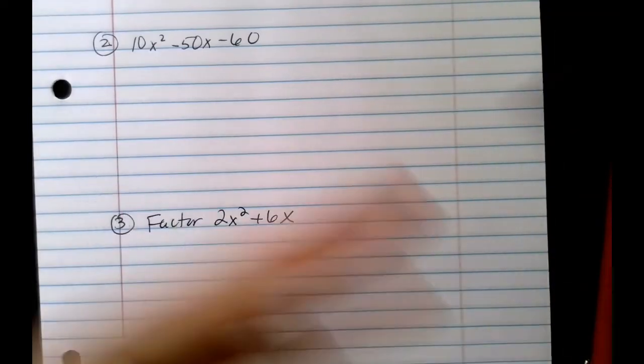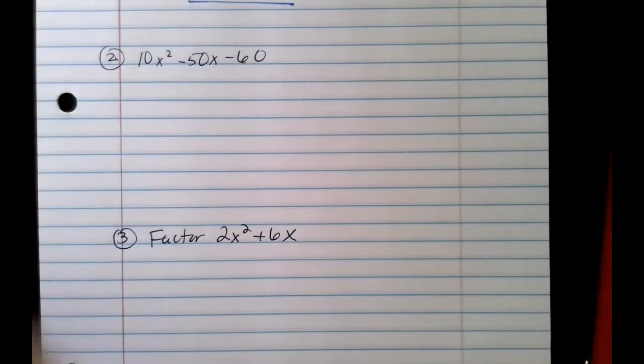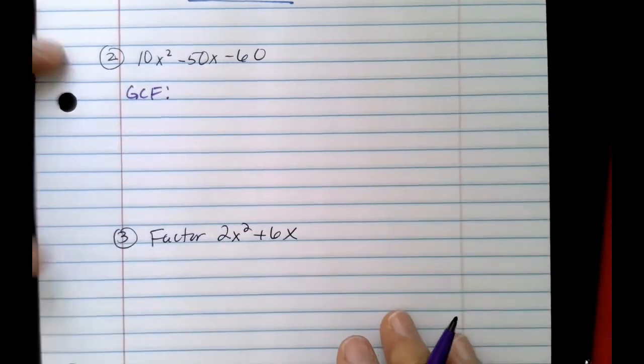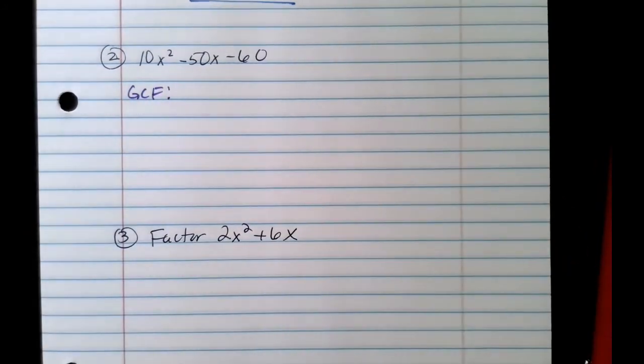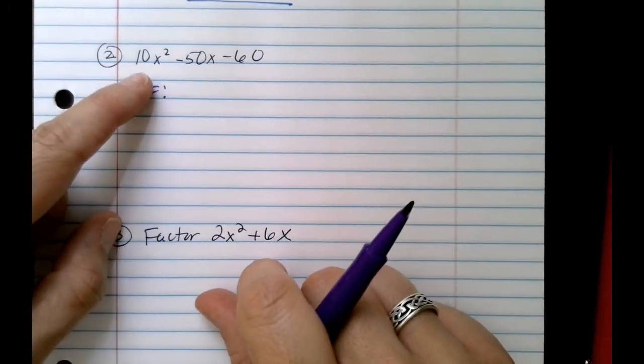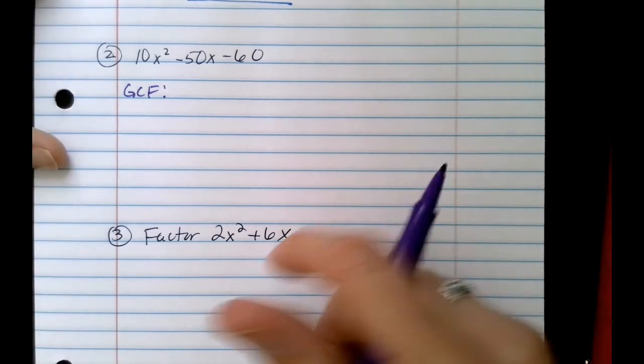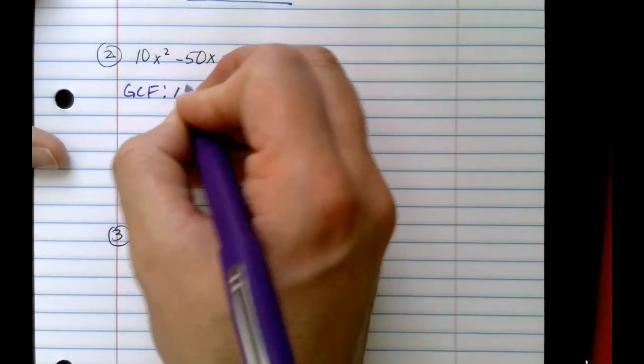So we're going to follow a similar process in this example. So the first thing we want to figure out is what's the GCF? In other words, what's the common factor? And we want it to be the greatest common factor. Well, let's look at the numbers. Notice 10, 50, and 60 are all multiples of 10. Sweet, that makes it easy. So we know 10 can be factored out.